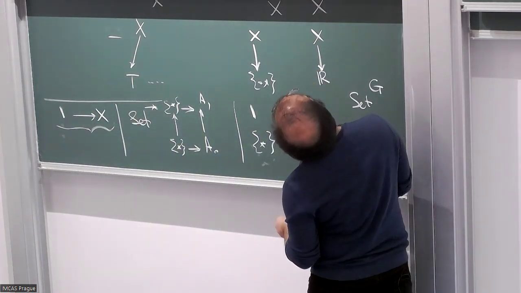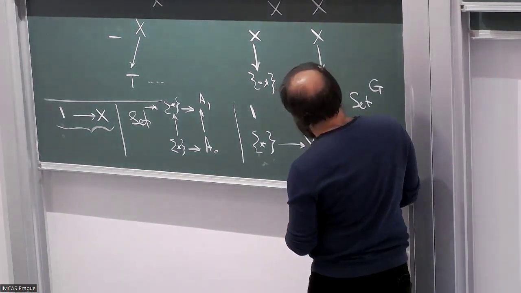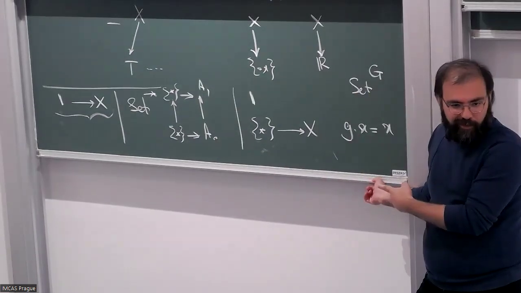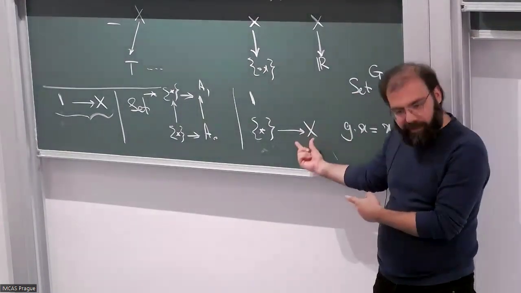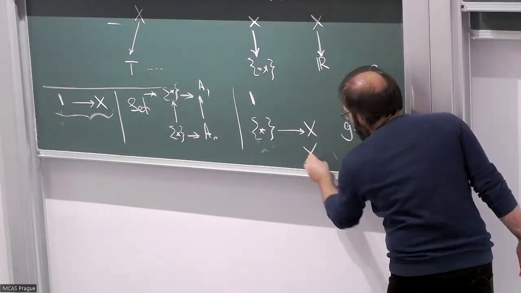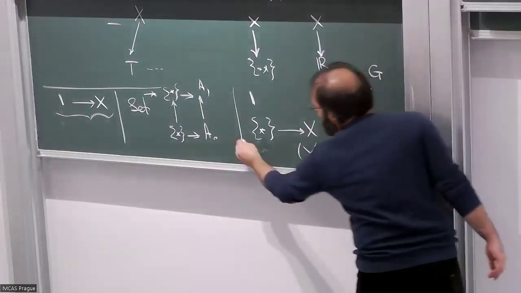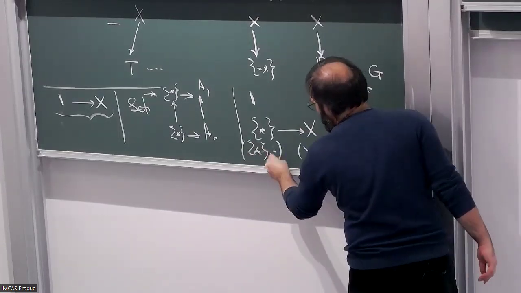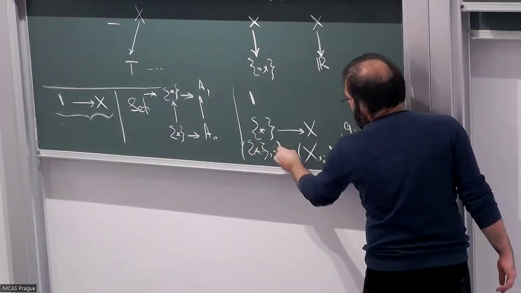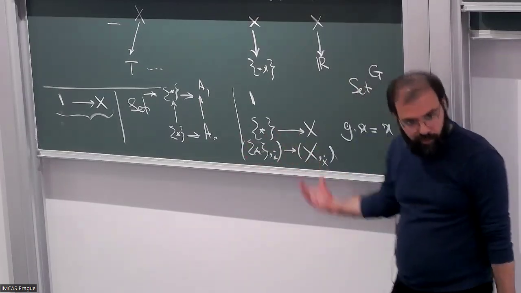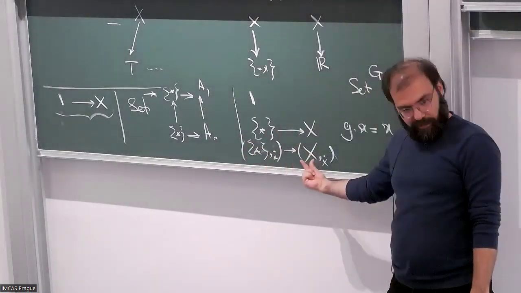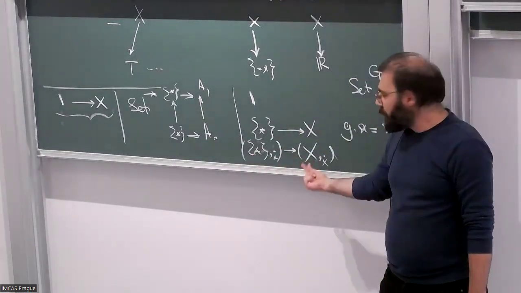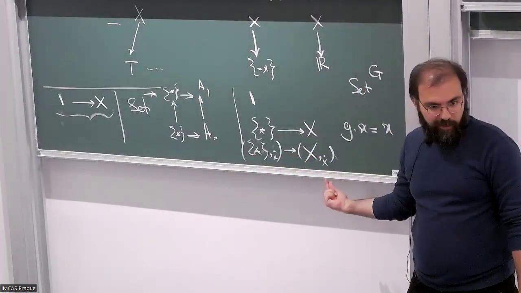Yes, but technically this guy comes with an action, right? So I write just a set, but the whole data is actually X and dot. Dot is the action. Here I have star and dot is the action, right? And the map between the two is just a function between the sets, meaning just picking an element X, such that it respects the actions.